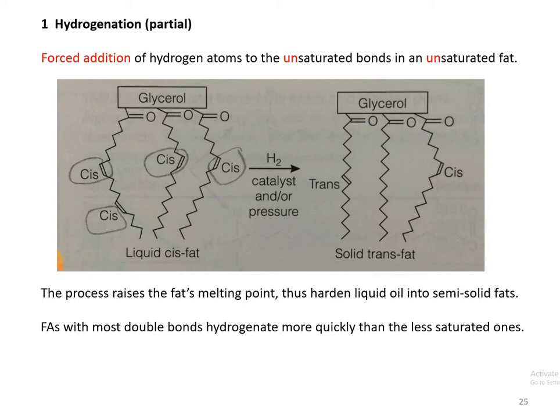This is basically forced addition of hydrogen, see there, to the unsaturated bonds. 1, 2, 3, you can see the C's there, in unsaturated fat. So it is all about unsaturated fat. Because of that addition, with the help of catalysts and pressure, we produce solid trans fat over here. See, trans. The process raises the fat melting point, so you harden the liquid oil into semi-solid fats. It's about hardening of oil.